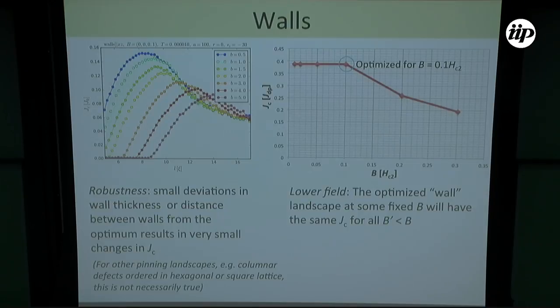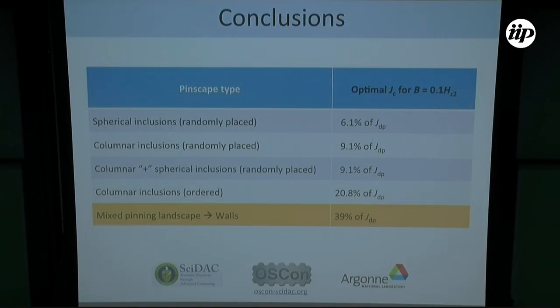As a conclusion, I would like to show you again this table with the last result. It basically goes from 6% for spherical defects to 40% for arbitrary mixed defects, which lead to walls due to our algorithm, and which is evidence of the best possible landscape for maximal critical current, in this approach at least.